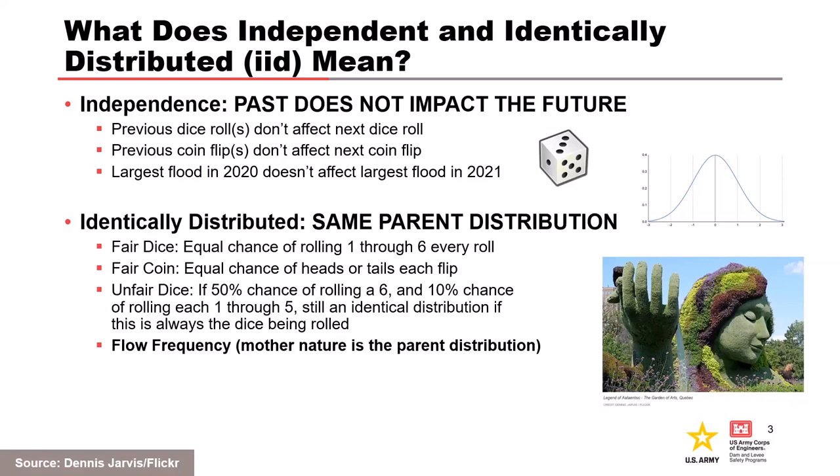A good example of this is, when you're rolling a dice, when you roll the dice the first time, that has no impact on the subsequent rolls. Or a coin flip. Identically distributed means the data come from the same parent distribution. And in flow frequency, that parent distribution is Mother Nature. That can technically be an infinitely large sample, but we always assume that it's identically distributed so that our sample data set is coming from that same, what we usually assume, log Pearson type 3 distribution, and is distributed according to that distribution.